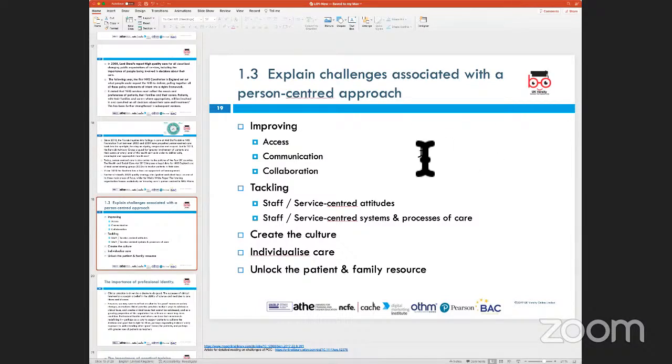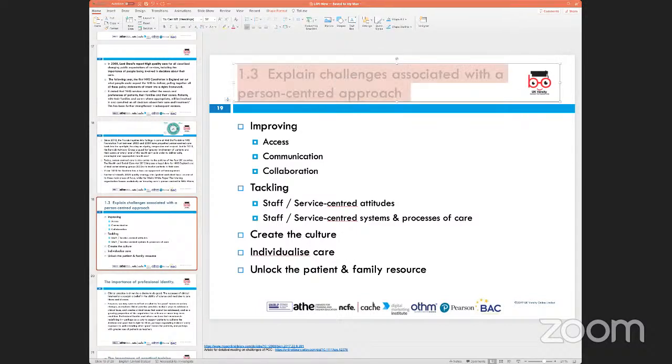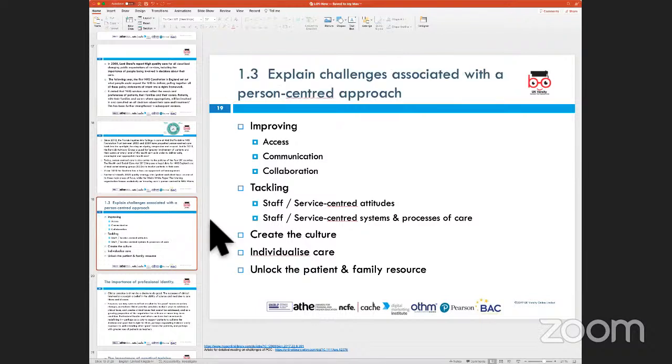Let's go to the third assessment criterion, which talks about the challenges associated with the person-centered approach. Now, we know it's all great. I need to respect dignity, I need to look at individuality, I need to look at respect, partnerships, and choice. All that is great, but when we are implementing the person-centered approach and faced with hurdles or problems, how do we overcome these challenges?